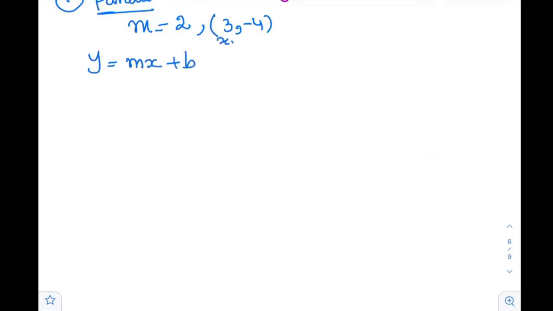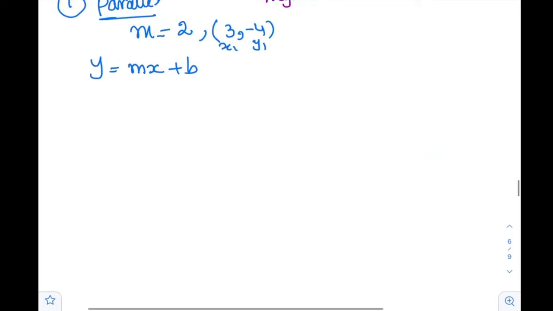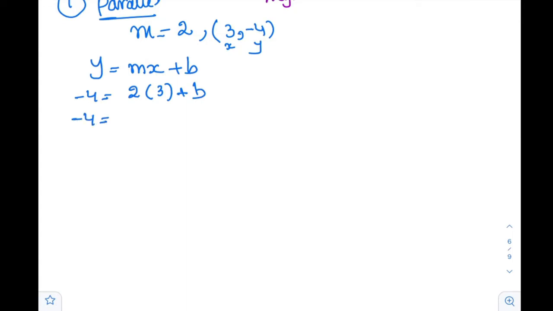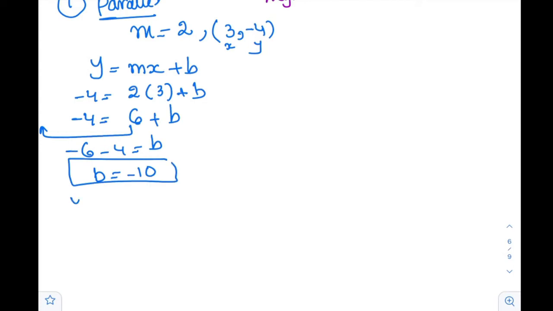And I will use this equation. Replace. I'll replace, this is x, this is y, plus b to find the b. Take the 6 there. So your b is negative 10. So your equation is y equals 2x minus 10. This is for the parallel line.